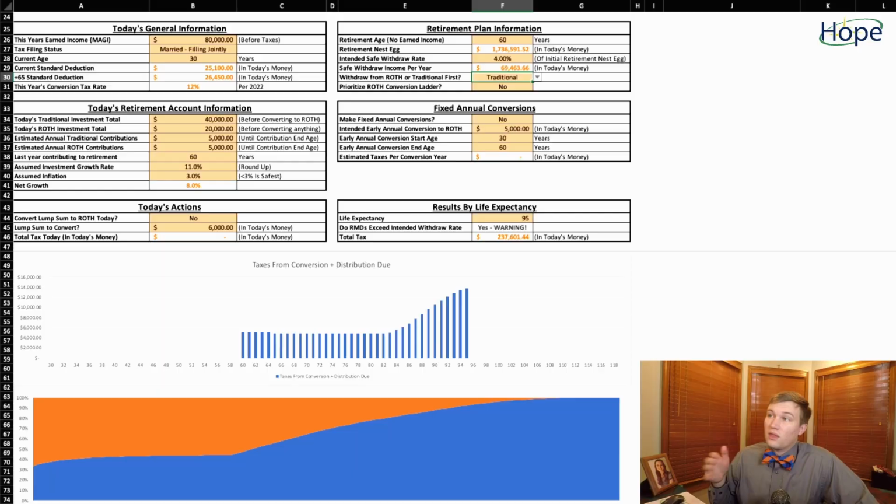The rest of the spreadsheet talks about what they can do today to convert traditional money into Roth money. The last bit, results by life expectancy, we say they expect to live until age 95. And there's a little toggle that either says yes or no. Do required minimum distributions exceed your intended safe withdrawal rate?